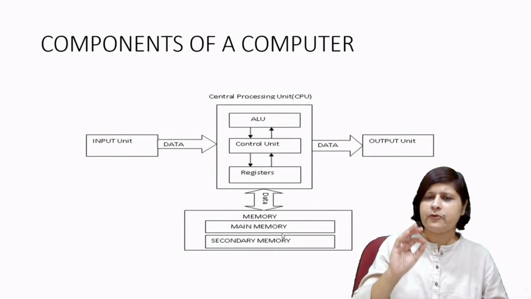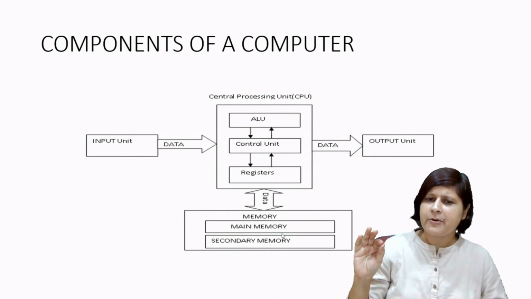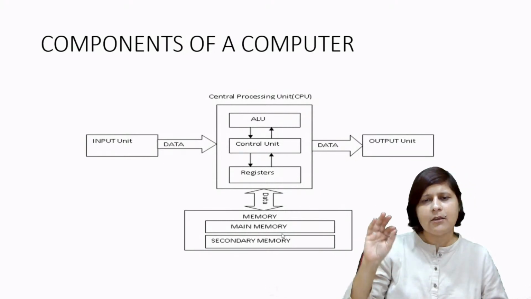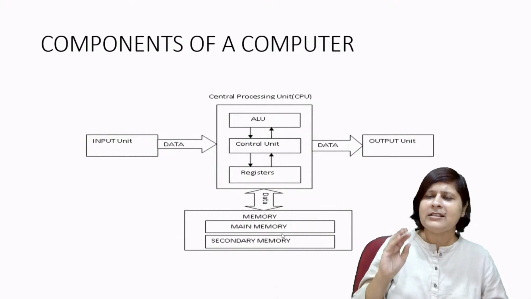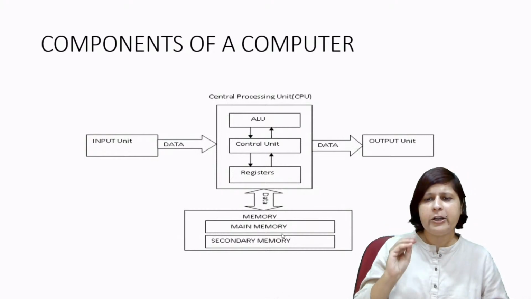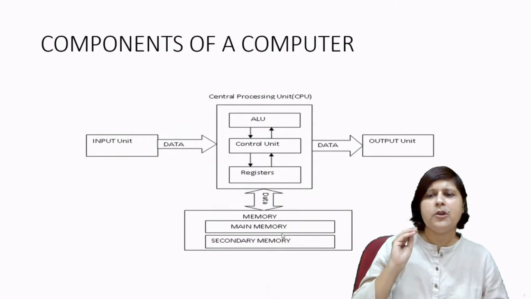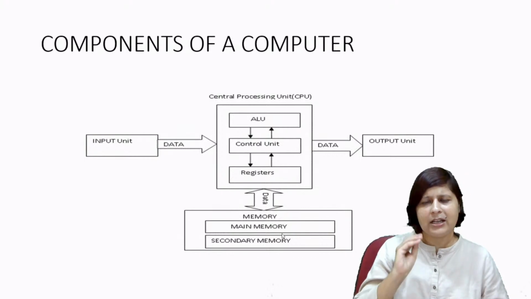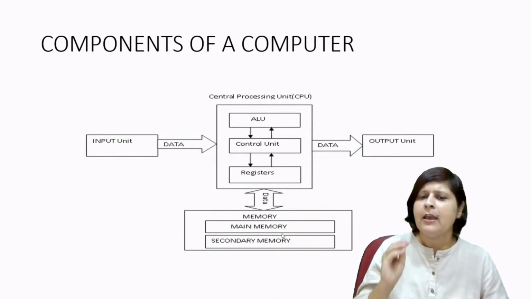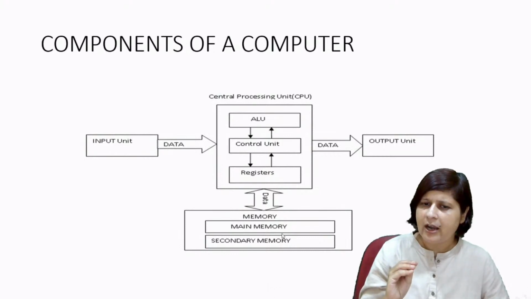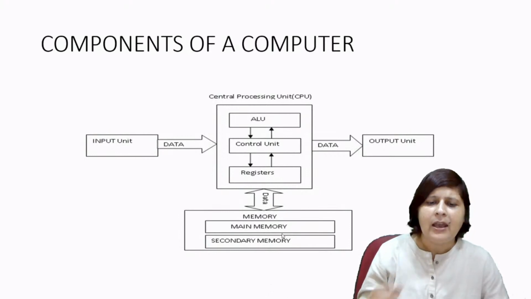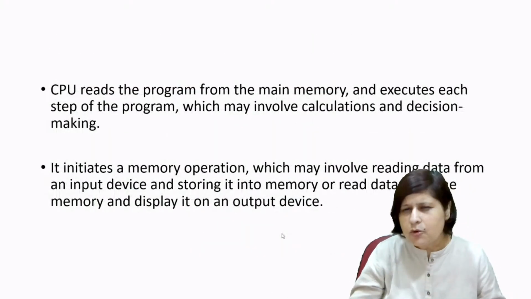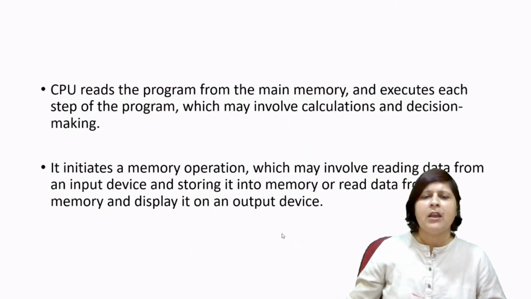So data flows from the input unit to the central processing unit, and from the central processing unit to the output unit, as well as to the memory. The central processing unit is divided into three parts: ALU, control unit, and the registers. ALU is the arithmetic and logical unit. It helps in computation of the data. The control unit controls your system, and registers store the data for a short period.